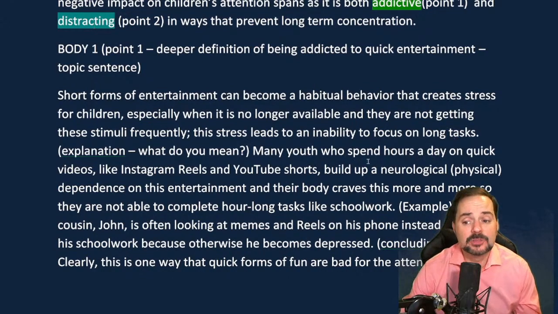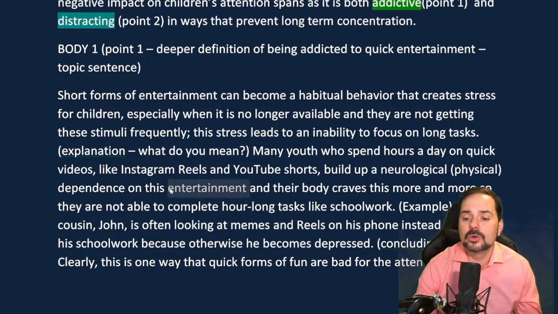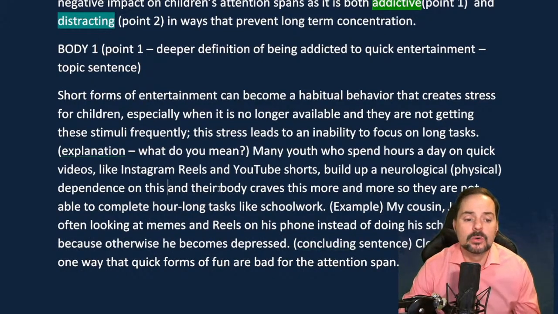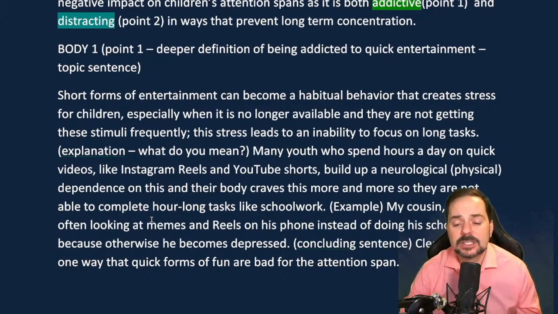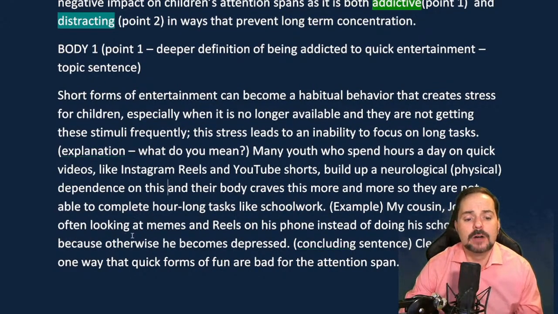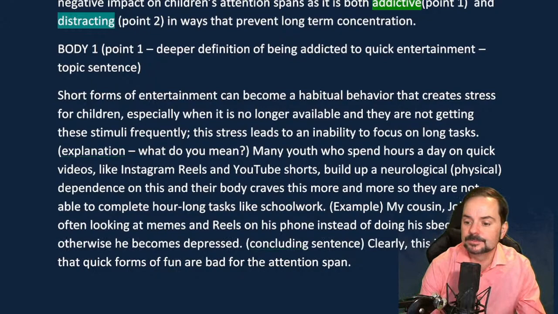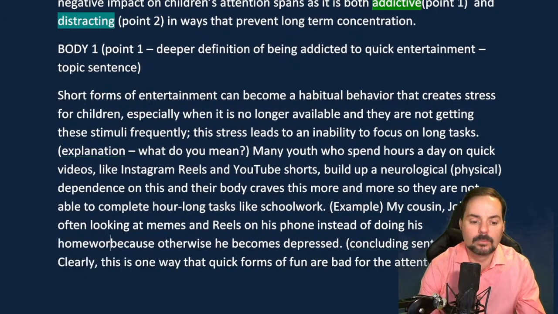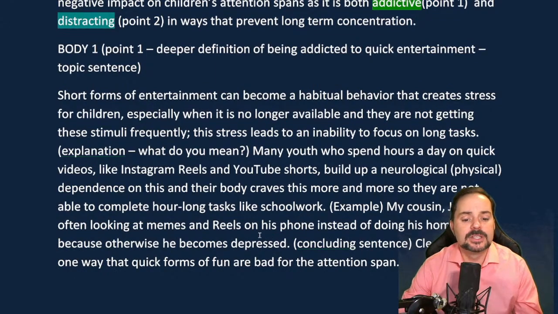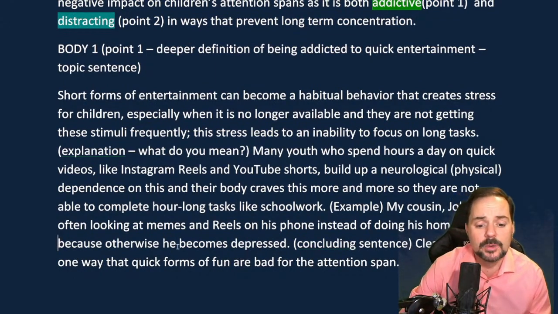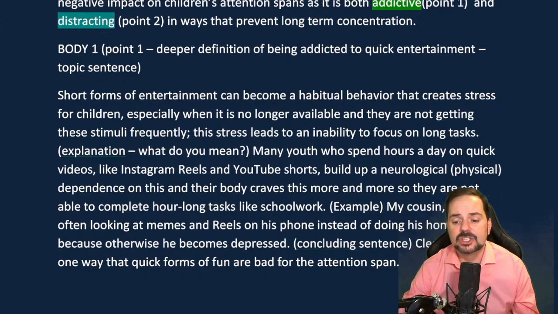Many youth who spend hours a day on quick videos like Instagram Reels and YouTube Shorts build up a neurological dependence on this, and their body craves this more and more so that they are not able to complete hour-long tasks like schoolwork. My cousin John is often looking at memes and reels on his phone instead of schoolwork, let's go with homework. Because otherwise he becomes depressed. Clearly this is one way that quick forms of fun are bad for the attention span.